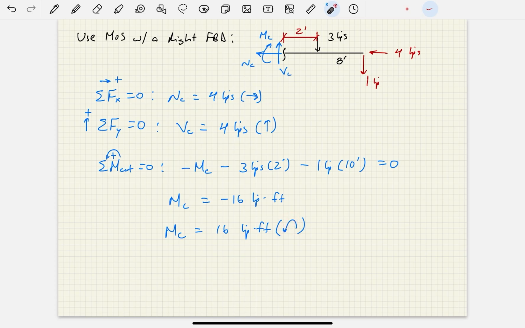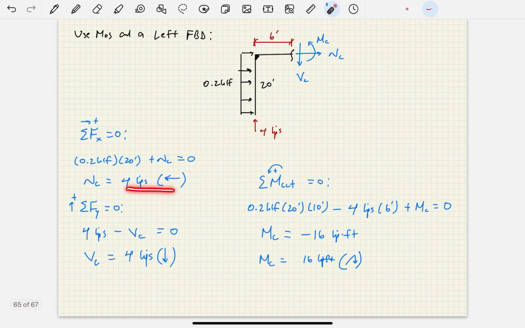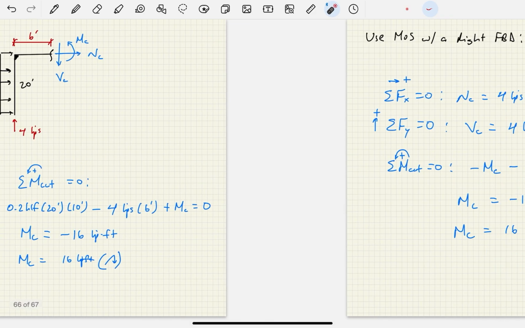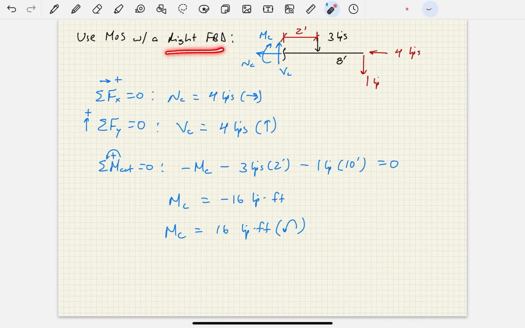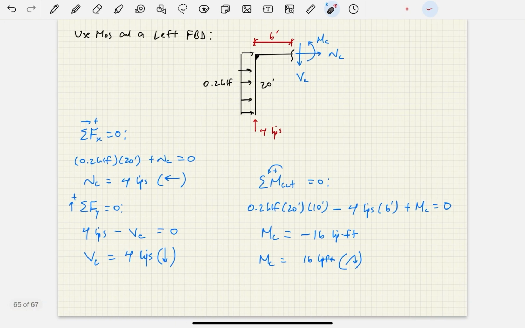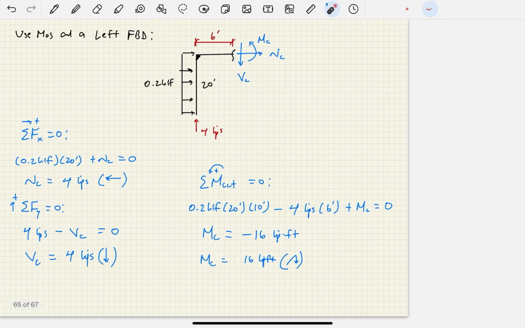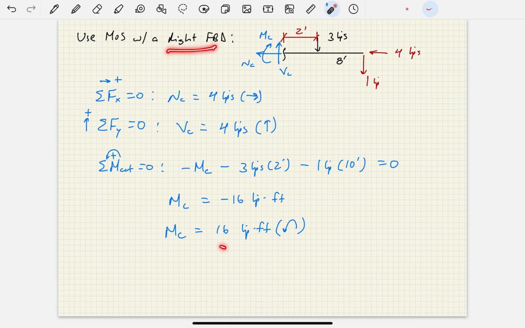So let's check and make sure these answers correspond with each other. Let's look at NC first. We had NC 4 kips pointing to the right in the right free body diagram. We have NC 4 kips pointing to the left in the left free body diagram. Makes sense. Same magnitude, opposite direction. VC in the right free body diagram is 4 kips pointing up. VC in the left free body diagram is 4 kips pointing down. Again, makes sense. And then while I'm still in this left free body diagram, MC is 16 kip feet going clockwise. Go to the right free body diagram, you get 16 kip feet going counterclockwise. So those are your answers.